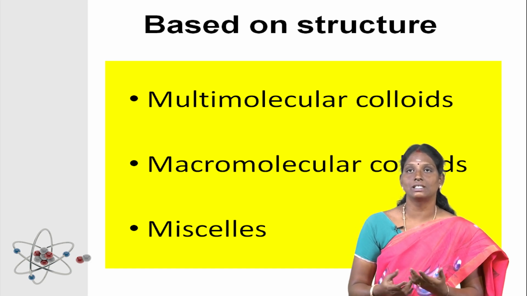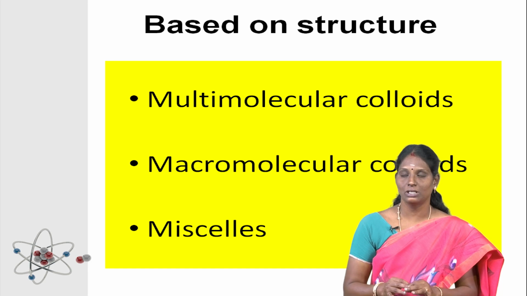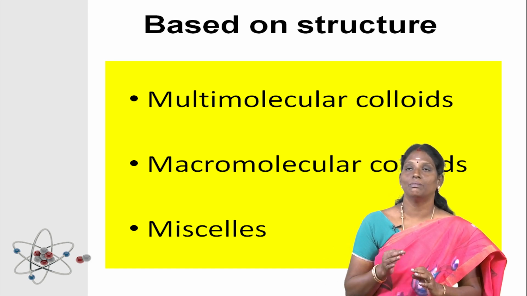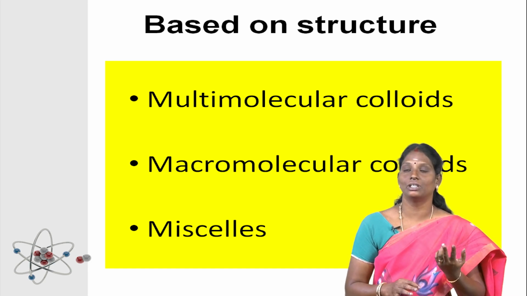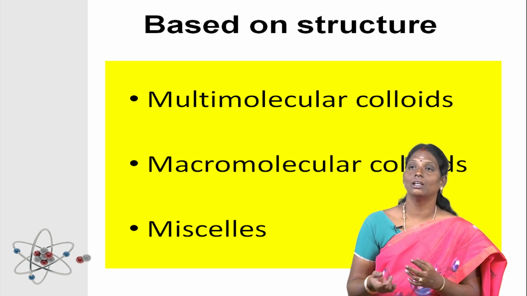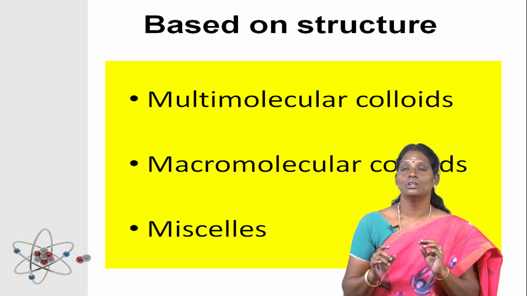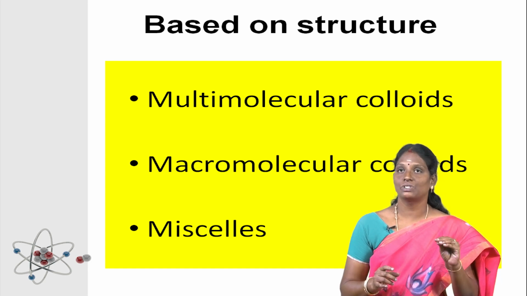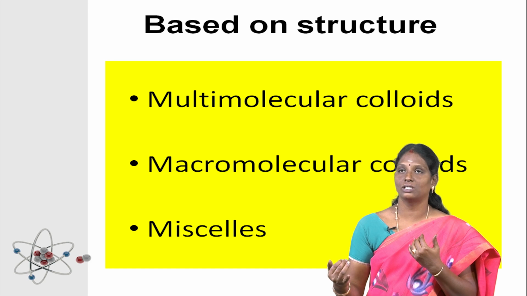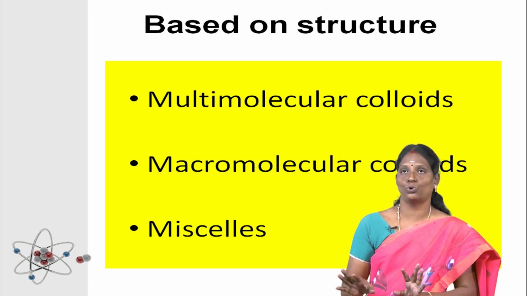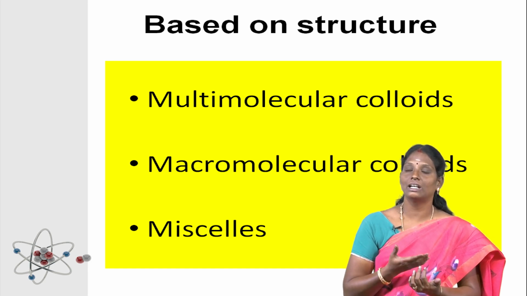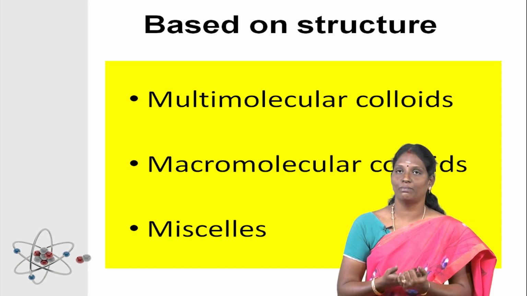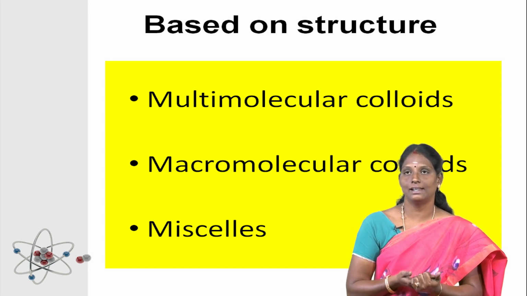The last one is micelles. Micelles mean some substances at a low concentration behave as normal strong electrolytes, but at higher concentration they exhibit colloidal behavior due to the formation of aggregates. So what do you mean by micelles? Some substances at very low concentration behave as normal electrolytes, but at higher concentration they exhibit colloidal behavior. That is called micelles. The examples for micelles are soaps and synthetic detergents. The soaps and detergents act as micelles.